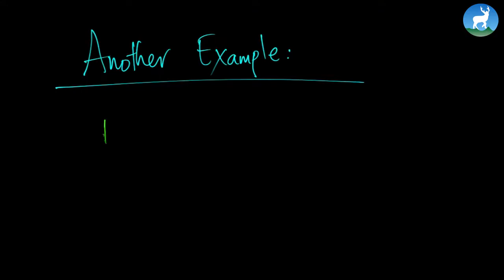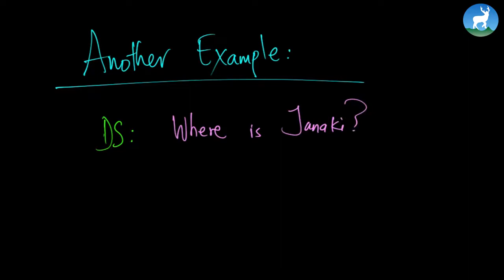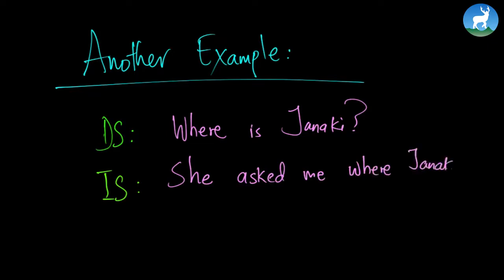In the direct speech we have: Where is Janaki? Now let's convert this into indirect speech. Assuming the speaker is a girl, she asked me where Janaki was. Now let's find out the changes. The direct question is the present simple be.